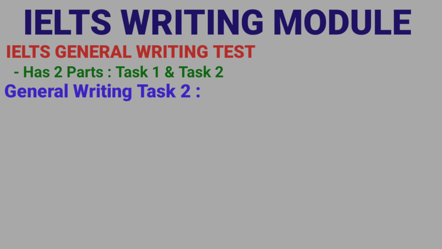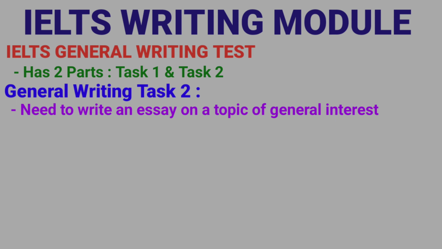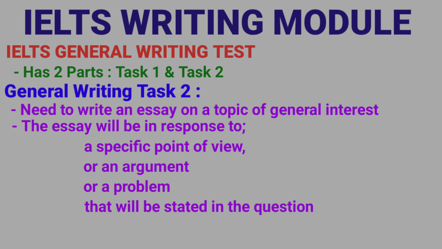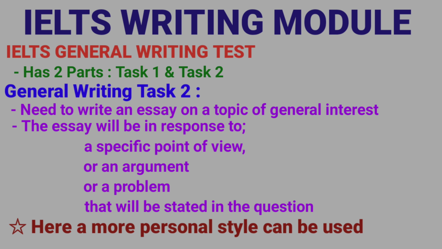Next is general writing task 2. In this, you will be required to write an essay on a topic of general interest. The essay will be in response to a specific point of view or an argument or a problem that will be stated in the question. Here, in general writing task 2, a more personal style can be used.